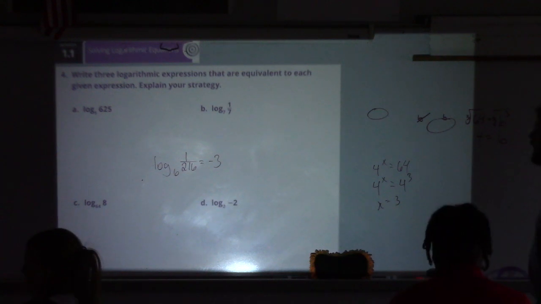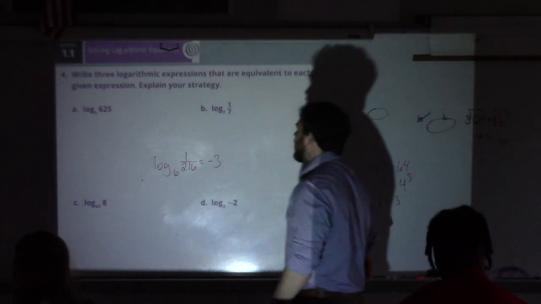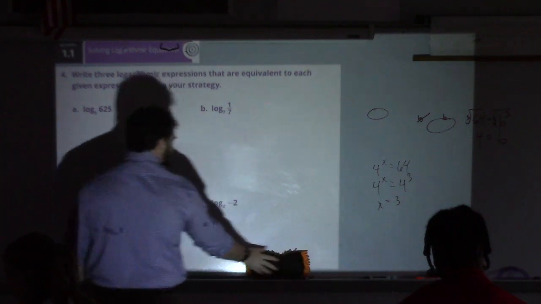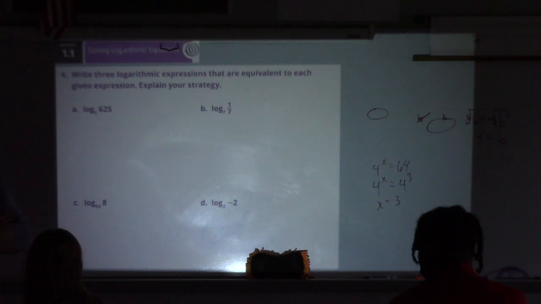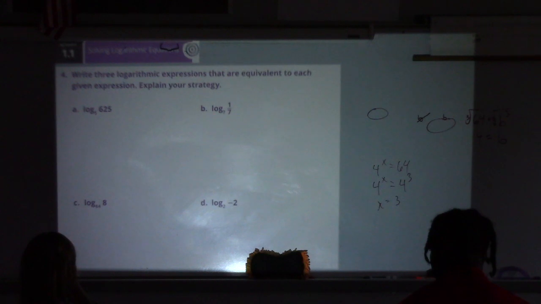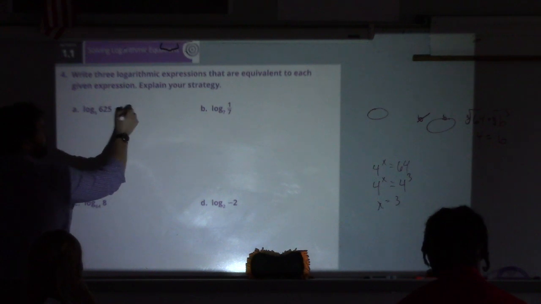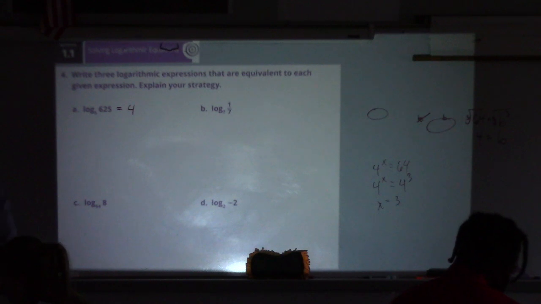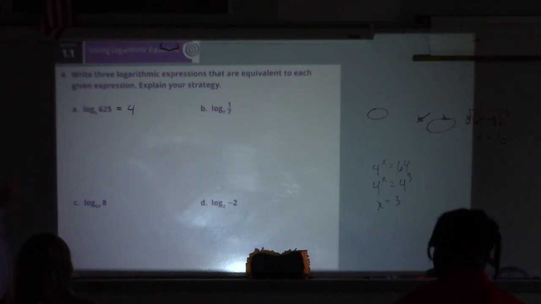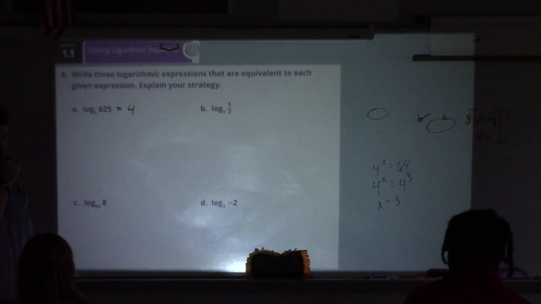Write 3 logarithmic expressions that are equivalent to each given expression. For instance, log base 5 of 625, anybody have an idea what would be equivalent to that? Okay, so it equals 4. You can type that into the calculator and get that it's equal to 4, because 5 to the 4th is equal to 625. So you have to make a logarithm equivalent to that one.